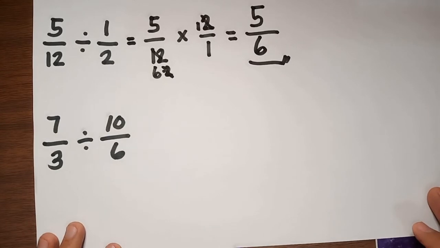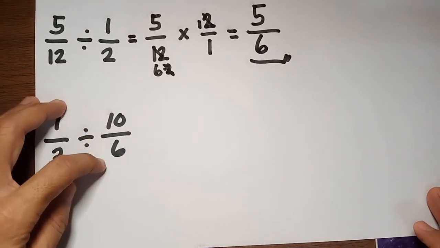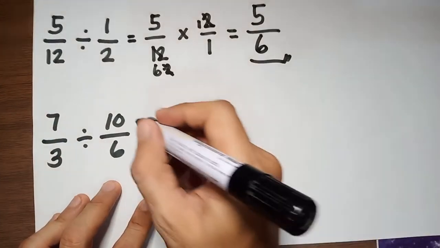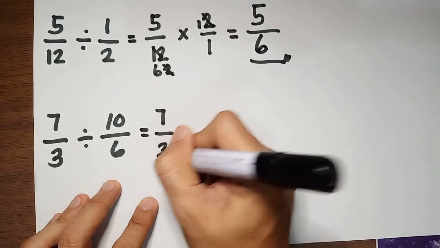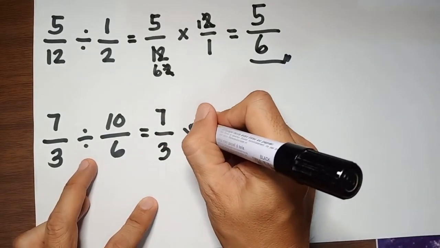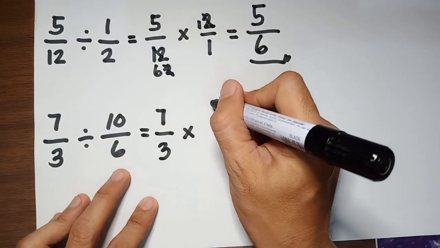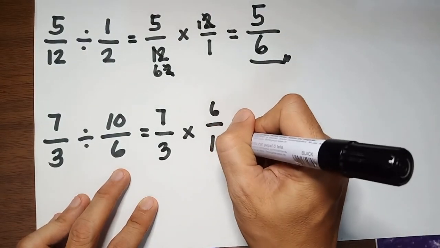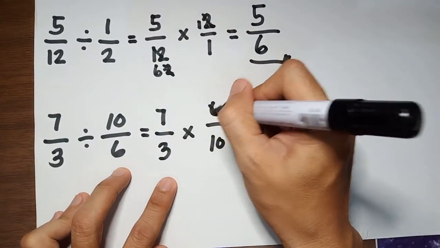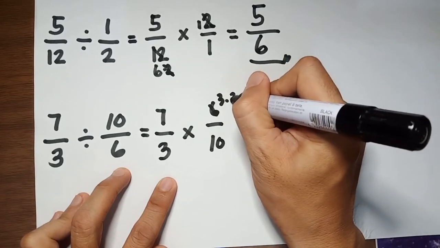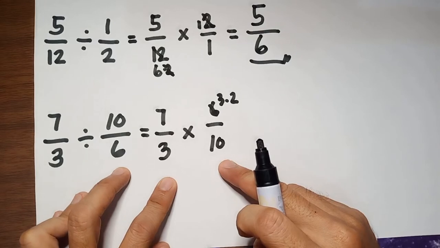Next example. We are given 7 over 3 divided by 10 over 6. Again, we copy the first fraction, 7 over 3. Instead of division, we proceed to multiplication and get the reciprocal of 10 over 6, that is 6 over 10. Then check if there are common factors. 6 can be written as 3 times 2. How about 10? We can factor out 10 as 5 times 2.